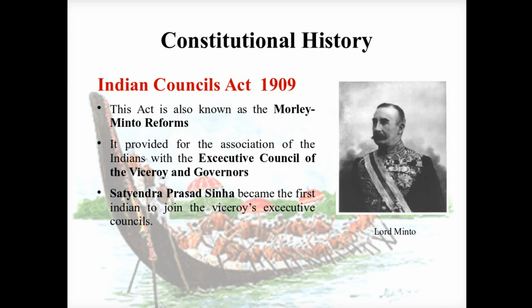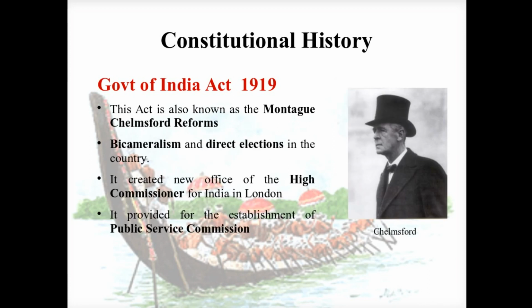Moving ahead, the Government of India Act 1919, also known as the Montagu-Chelmsford reforms. It was under this act that bicameralism and direct elections were brought into India. It created the new office of the High Commissioner for India in London. It provided for the establishment of the Public Service Commission.